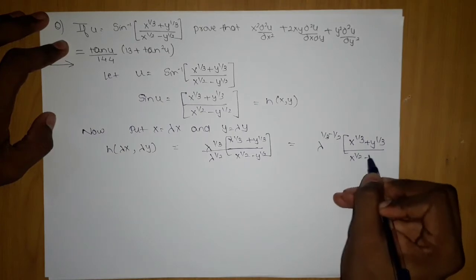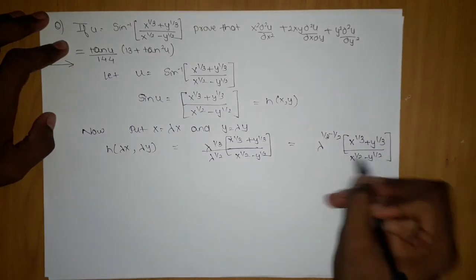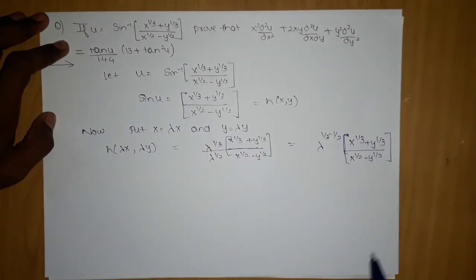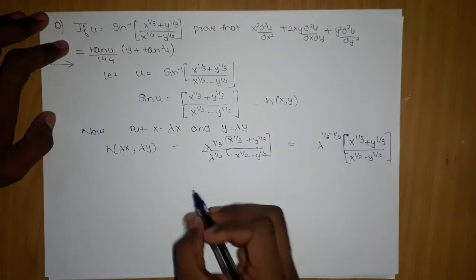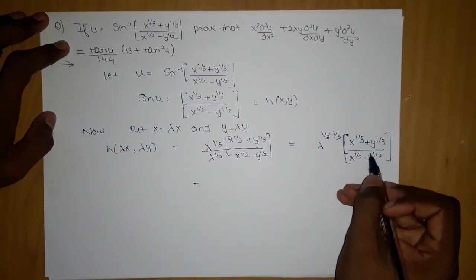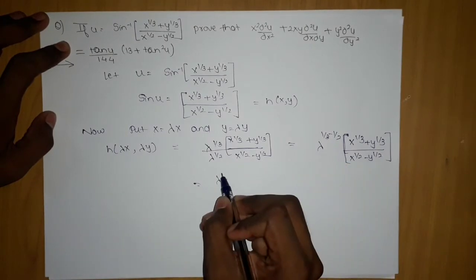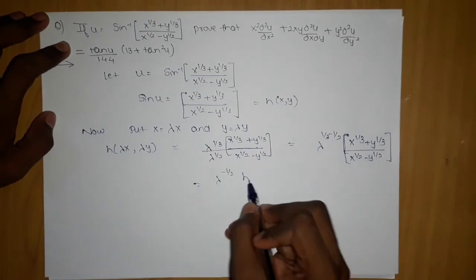X power 1 by 2 minus y power. I can write those steps, there is no issue, but the video will become lengthy for no reason. So I need to skip some steps. So here I can call this h of x comma y, and this will be minus 1 by 2, and this is h of x comma y.